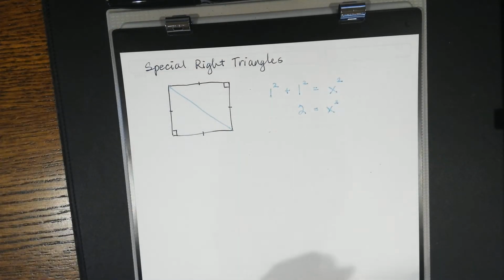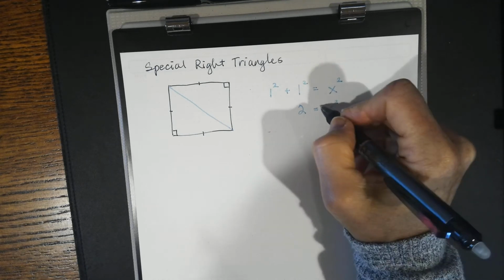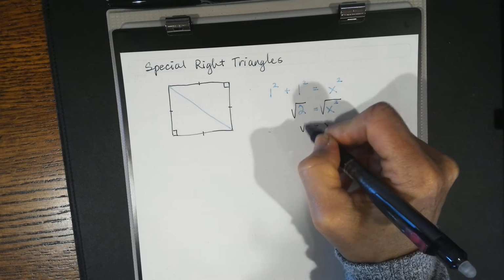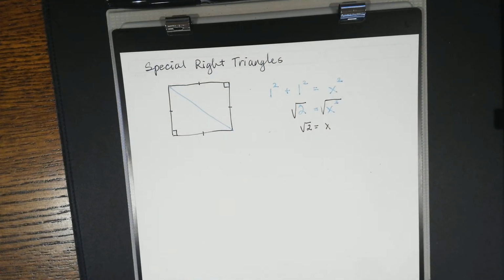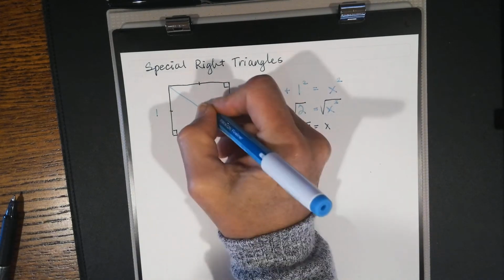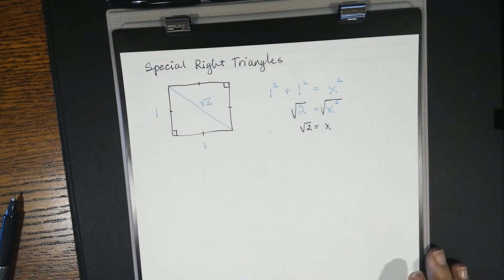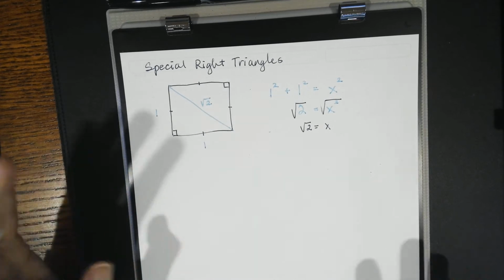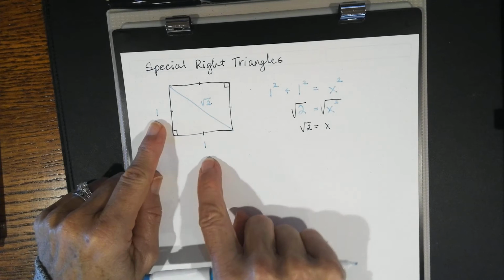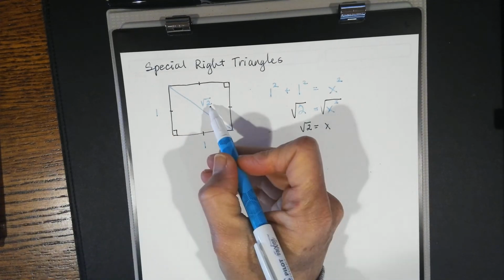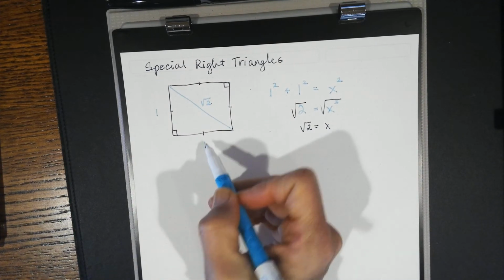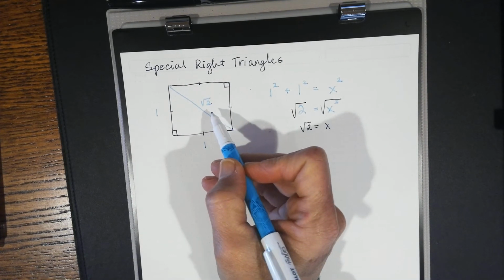Well, I can solve that too. I'm going to undo my square with a square root. And so I get x equals the square root of 2. So that means if this is 1 and this is 1, then this is the square root of 2. The beautiful thing about this is that if this is 10 and this is 10, then this is 10 times the root of 2. Or if this is 17 and this is 17, then this is 17 times the root of 2.